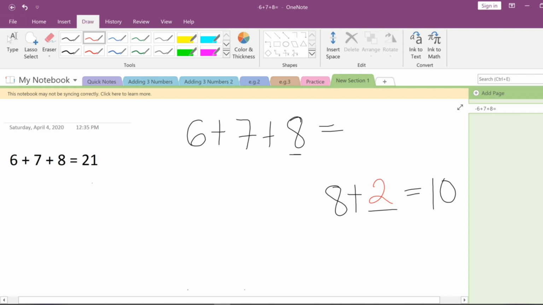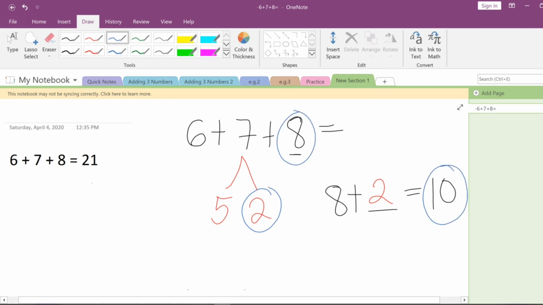Where do I get number 2? I think I'd like to get number 2 from 7. So we can create a number bond for 7. We have 5 and 2. Now that we have made the number bond, we have 2 plus 8 equals 10. And then we can add the other numbers. What are the other numbers? We have 6 plus 5 is equal to 11.